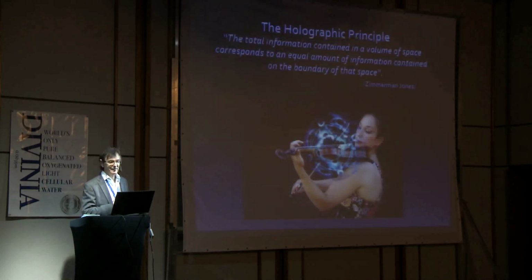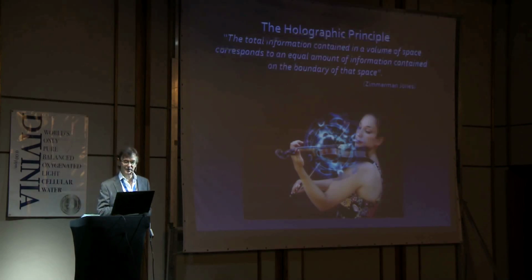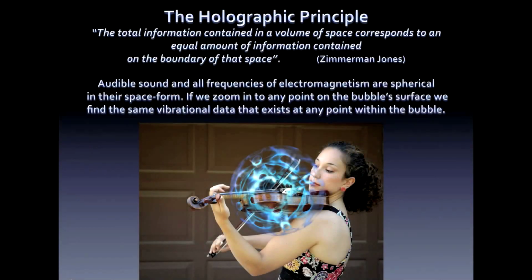The holographic principle itself has many, many definitions. I like this particular one by Zimmerman-Jones: the total information contained in a volume of space corresponds to an equal amount of information contained on the boundary of that space. Here you see a young lady playing a violin, and of course the sound coming from her violin is spherical, because all sounds, all audible sounds at least, are spherical in their space form. And all light, all electromagnetism, is spherical in its space form.